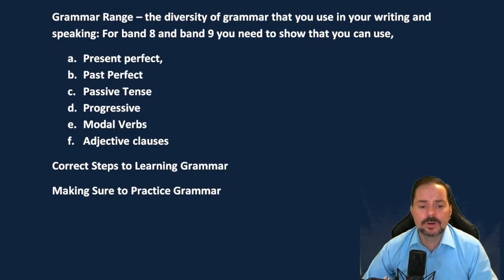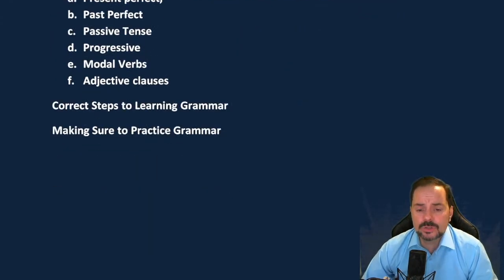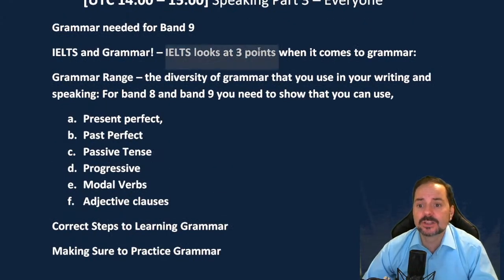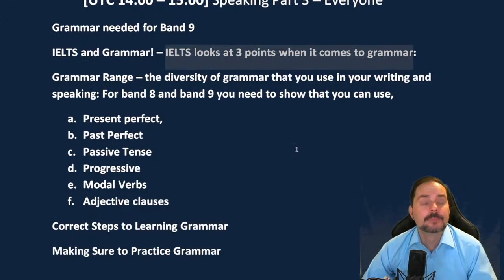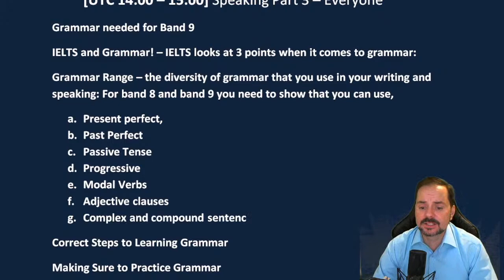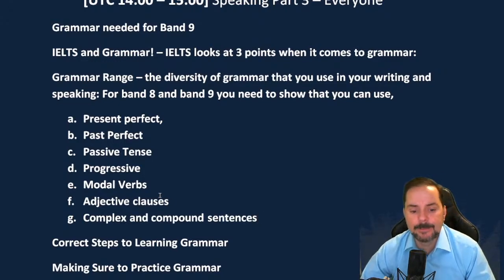Now, in order to produce good grammar, let's go back to this. So I said IELTS looks at 3 points when it comes to grammar. So firstly, they look at your grammar range. So how dynamically, how quickly you can use these different kinds of grammar. And you need to be able to produce complex and compound sentences. Okay, we'll talk about those in a minute.